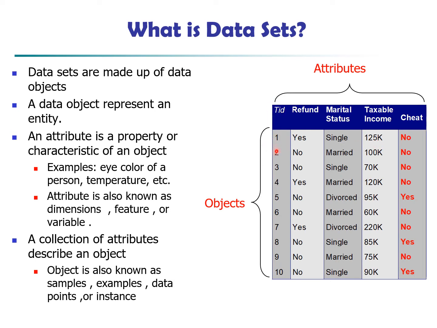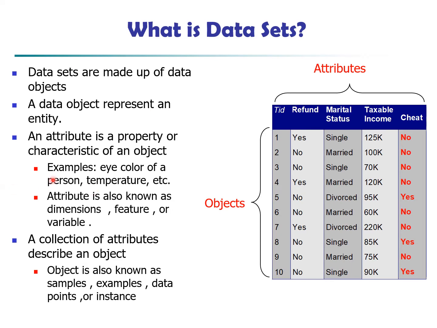And these attributes will have values. So transaction ID has numerical values. Refund has yes or no values. Marital state has single, married, divorced values. Taxable income has a numerical value, which is an integer, okay? And cheat will also have a yes or no value. So these are attributes, these are objects, and these are entities. And each of these are considered to be attribute values.